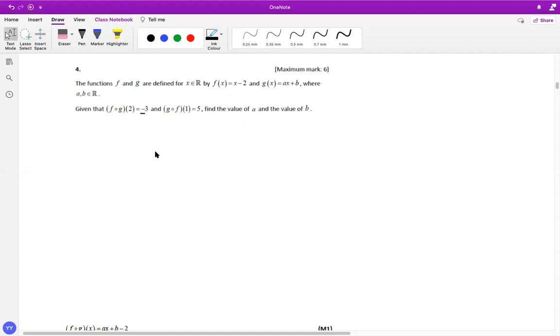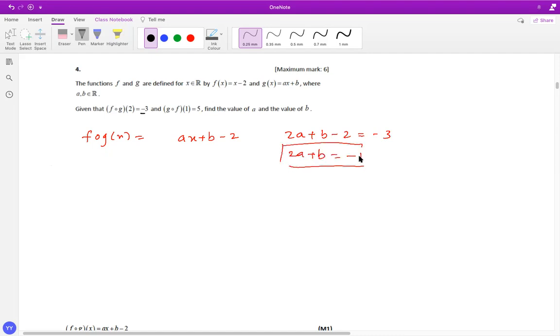For question number 4, we have f of g of x, and f of g of 2 is negative 3. So first we find f of g of x, which is going to be ax plus b minus 2. If I plug in x as 2, I get 2a plus b minus 2 equals negative 3. So that gives me 2a plus b equals negative 1. That's my first equation. The second equation is when you take g of f of 1.